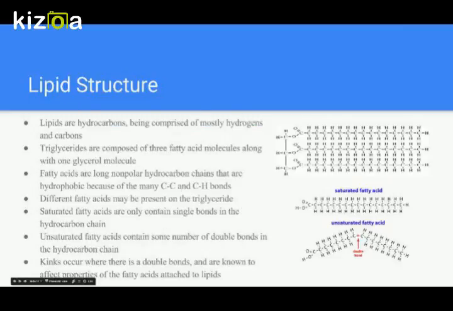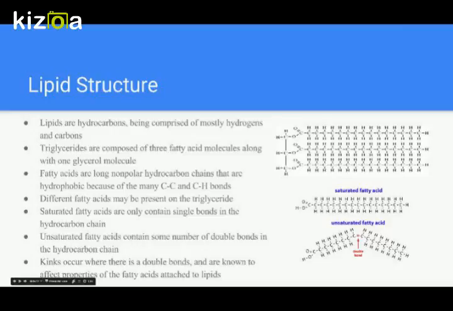Lipid structure. Lipid structure is comprised of mostly carbon and hydrogen atoms, which is a reason why lipids are considered hydrocarbons. A triglyceride lipid is comprised of 3 fatty acid molecules and 1 glycerol molecule. Glycerol is a small molecule that contains 3 hydroxyl groups. Fatty acids contain long nonpolar hydrocarbon chains attached to a single polar carboxyl group. The long hydrocarbon chain on fatty acids is very hydrophobic as a result of the multitude of CH and CC bonds. A triglyceride has 3 fatty acid molecules attached to a glycerol molecule, created through condensation reactions.